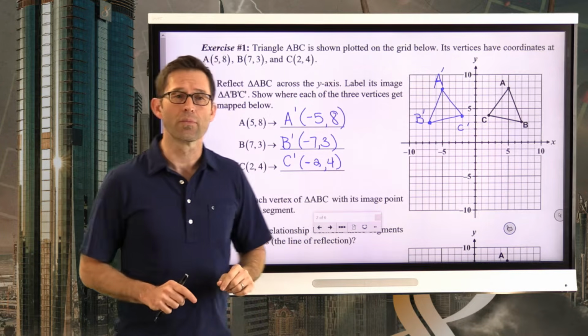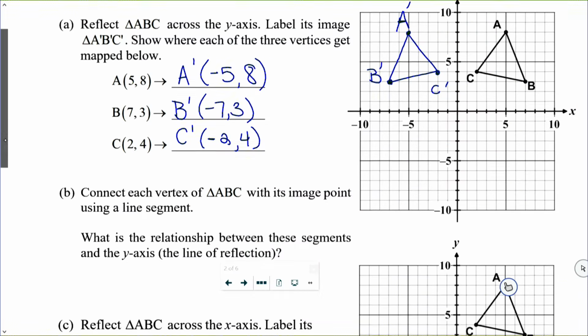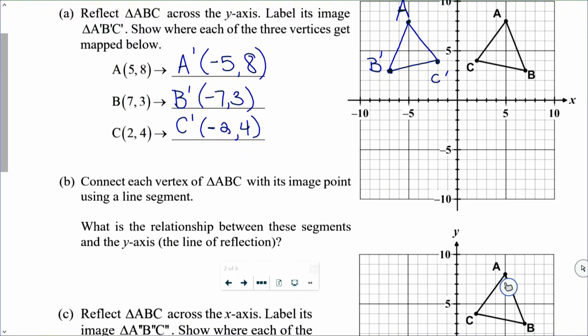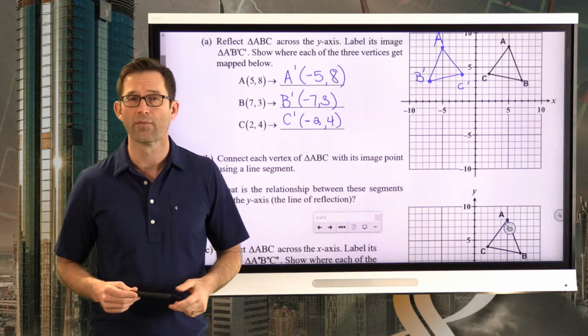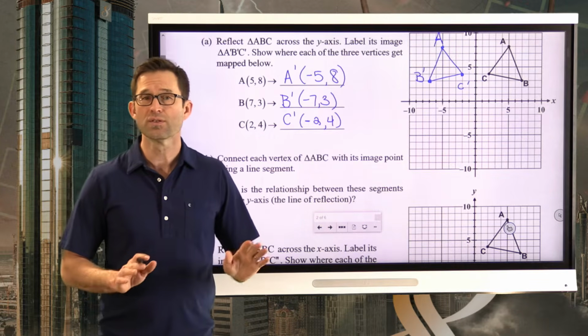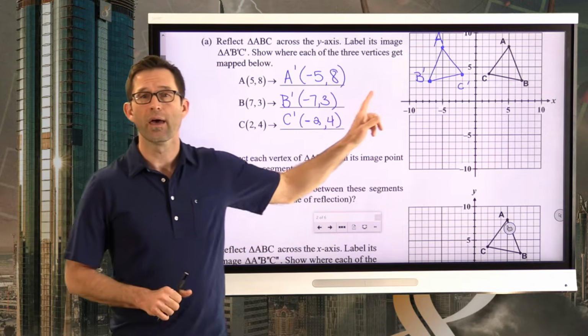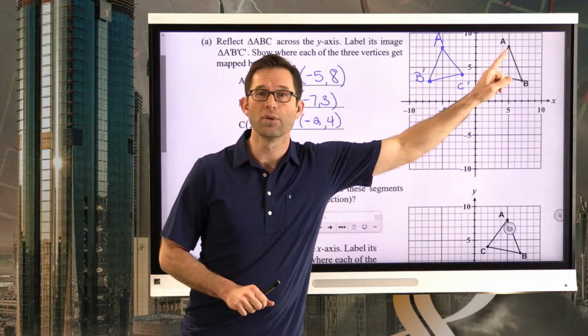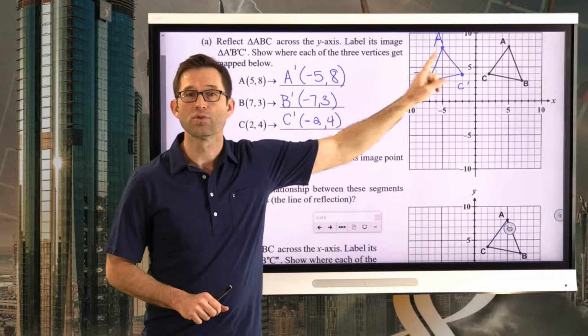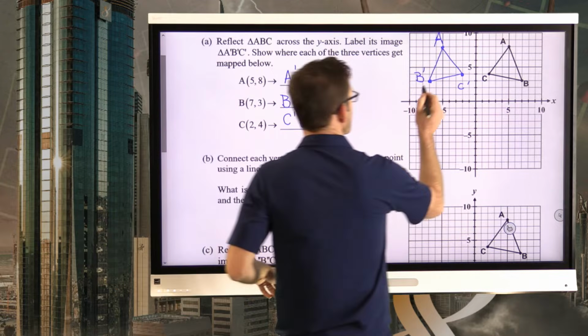Now let's take a look at letter B. Letter B asks us to connect each vertex of triangle ABC with its image point using a line segment. What is the relationship between these line segments and the y-axis, the line of reflection? Well first, let's just quickly freehand and connect each pre-image point with its image point using a line segment.